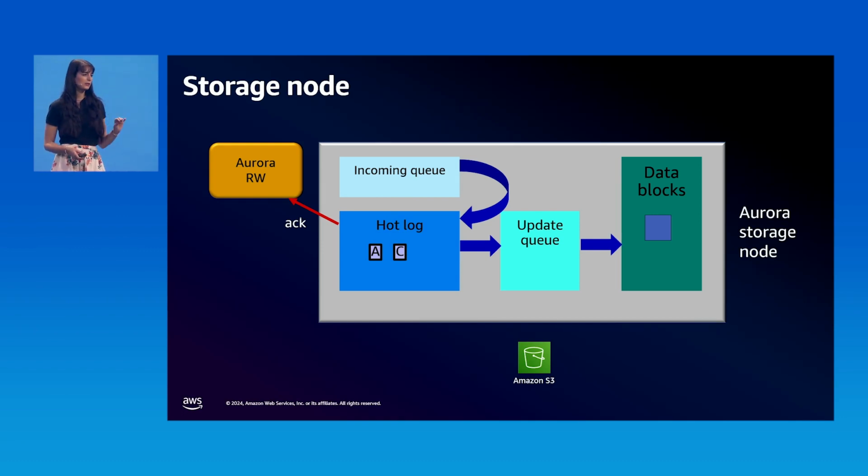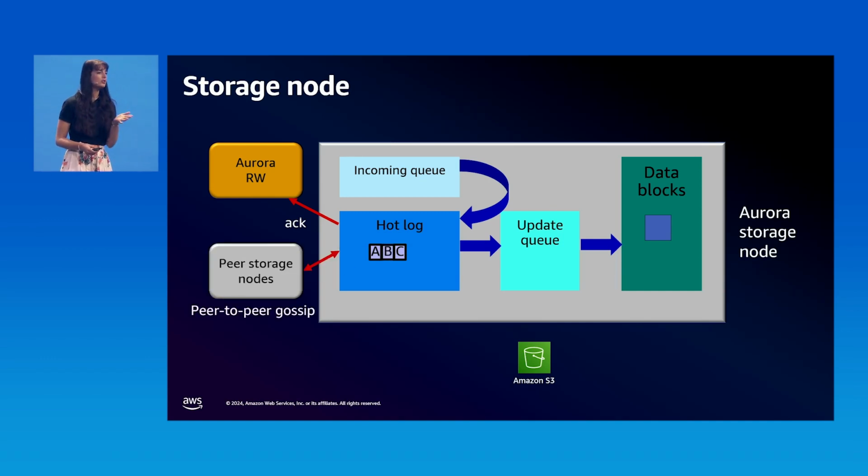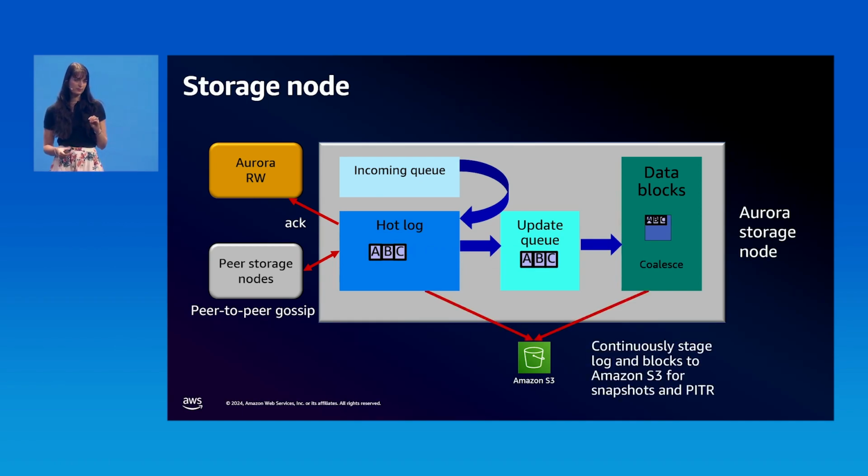We notice, as we keep track of those sequence numbers, that we are missing a change. So we're using that peer-to-peer gossip to get that change from the other node. And then as we have the complete sequence, we then move it to the update queue and then coalesce it and merge it in storage. This also allows us to, in an efficient way, keep track and also back up those logs and the data, as we don't have to go through the head node.